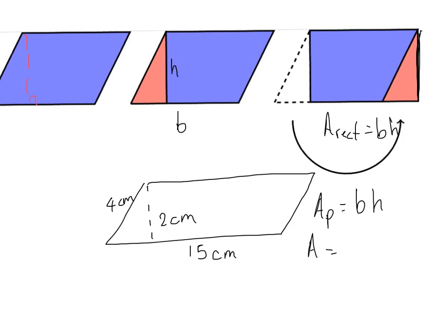Now our base, as I hope you know, is 15 centimeters in this case. That's not where it gets tricky. It gets tricky when you have to look for the height. The height is 2 centimeters. There's a temptation to put 4, but it's not 4, it's 2. The height of our parallelogram is the perpendicular height. Again, our height and our base have to be perpendicular to each other. So that means the area of our parallelogram is equal to 30 centimeters squared. And that's how you find the area of a parallelogram.